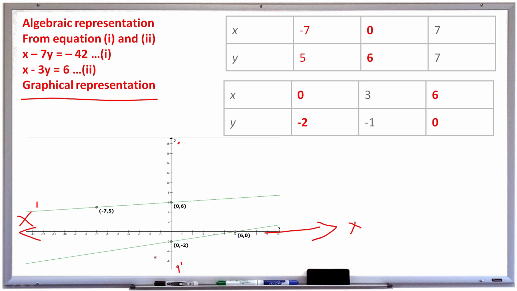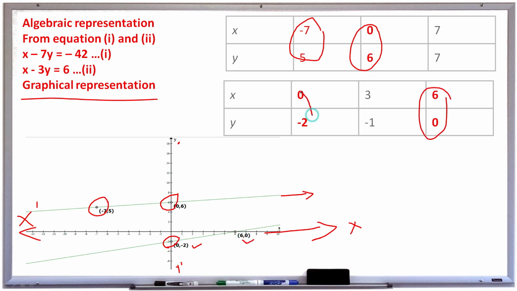Now we are going to represent the given value minus 7 comma 5. This value I have represented here. Another value 0 comma 6. Two values are enough for drawing the line. So 0 comma 6, we are getting one line segment, like this one line we are getting. Another value 0 comma minus 2, x-axis, y minus 2, and x-axis 6, y 0. This value, you will get another equation. You draw the line.